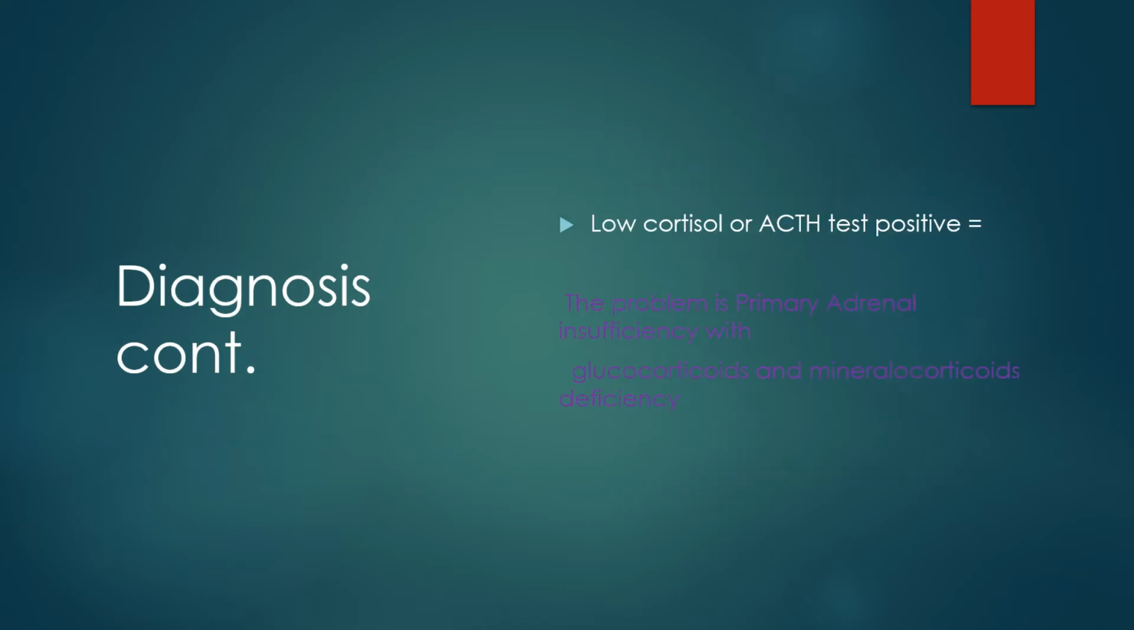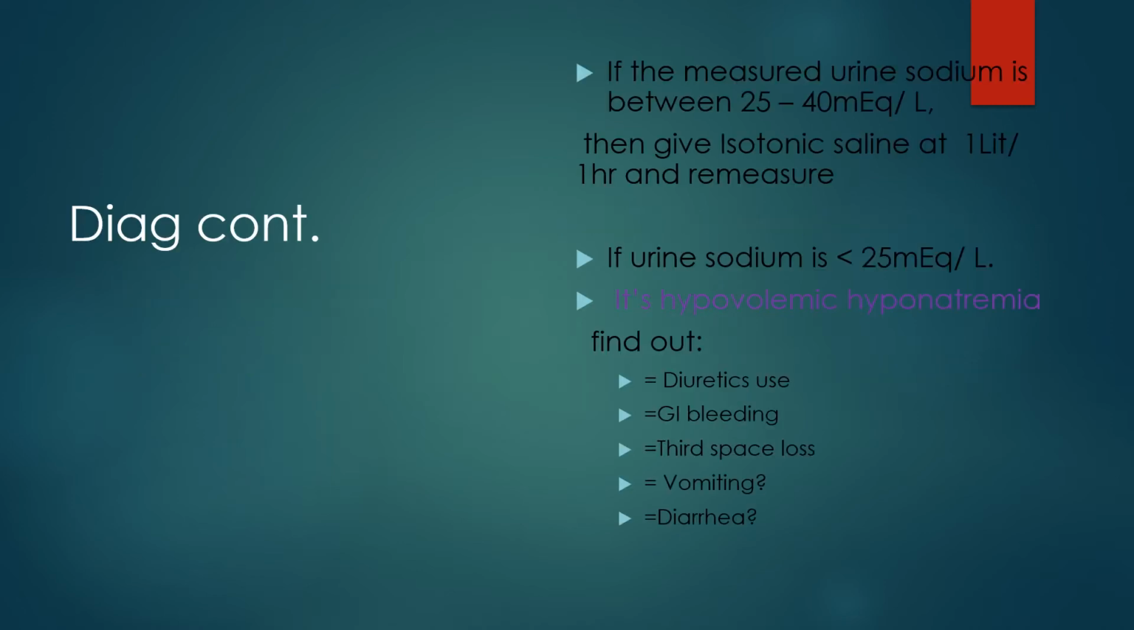Okay, if the value of cortisol comes back to be low, or the ACTH stimulation test comes out to be positive, then the problem is with the adrenal system, with the adrenal gland. Then we have at hand primary adrenal insufficiency with glucocorticoid and mineralocorticoid deficiency.